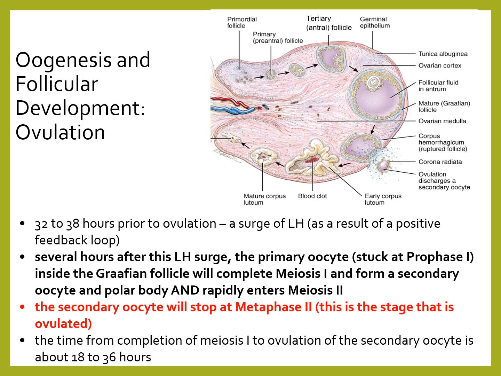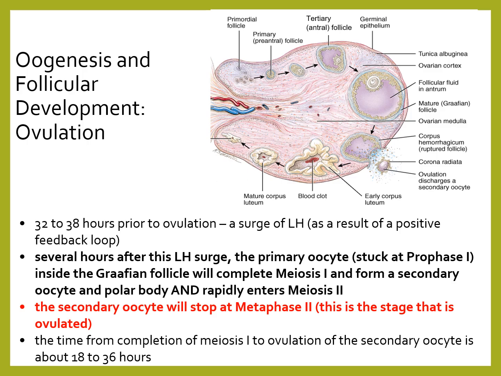Several hours after luteinizing hormone peaks, the primary oocyte inside the Graafian follicle will leave prophase 1 where it has been stuck, and it will complete meiosis 1 to split into two cells, a larger cell called a secondary oocyte and a significantly smaller cell, which I'm going to call a junk cell, which is known in textbooks as a polar body. Those cells are then going to rapidly enter into the next stage, which is meiosis 2.